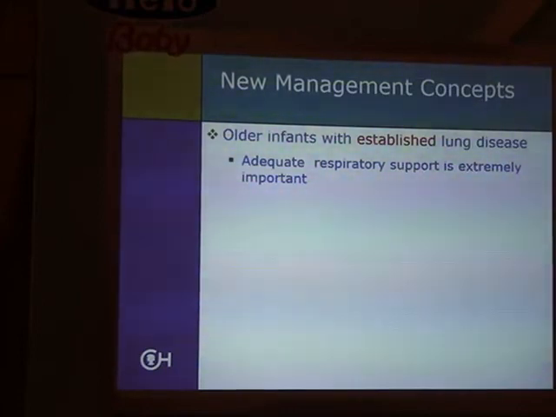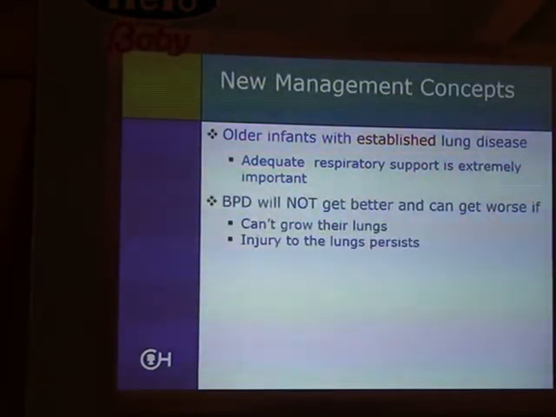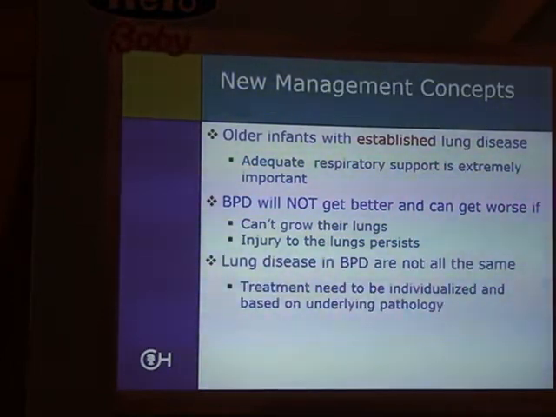So our new management concepts really are in our older infants with established lung disease, giving them adequate respiratory support is really the most important. And BPD will not get better, it can only really get worse, and you need to be able to grow new healthy lungs, new healthy airways, or the injury in the lungs are going to persist, and we really need to help and support these infants adequately over that time frame.